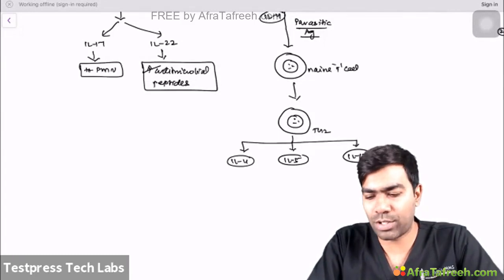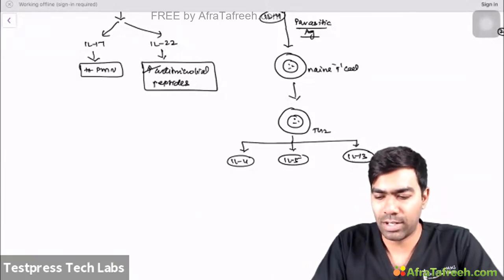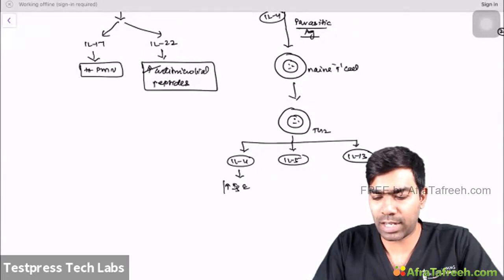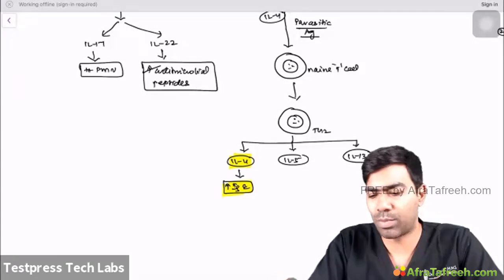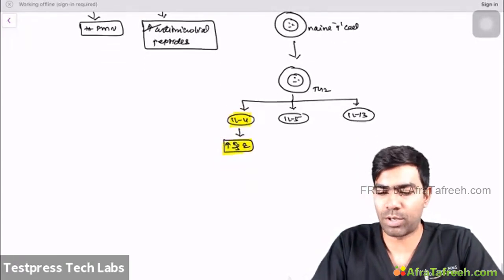So the important function of interleukin 4, because it's more of an allergic response. T helper 2 is considered to be an allergic response. We know that. So they're going to increase the production of IgE, which means this is important for class switching of the B cells, or plasma cells, to produce immunoglobulin E. So they increase the production of IgE.